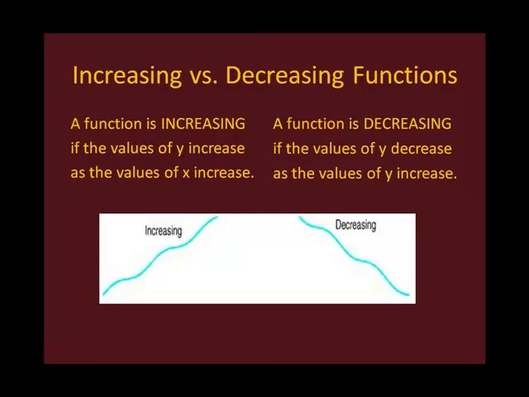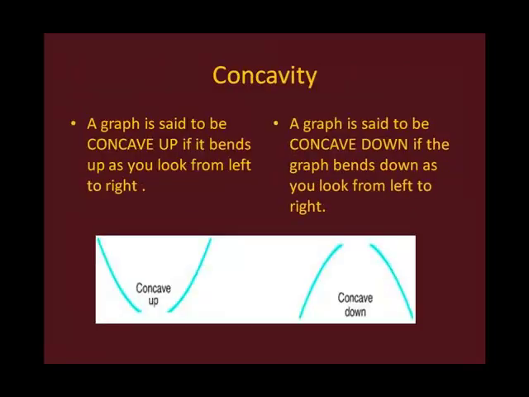We also talk about concavity. Concavity is the shape of a graph and how it's curved. A graph is said to be concave up if it bends up as you look from left to right. A graph that is concave up looks like a cup that will hold water. A graph is said to be concave down if the graph bends down as you look from left to right. Often, concave down graphs look like a hill. So this is just some of the terminology that comes with graphs that we'll be discussing further along in the chapter.